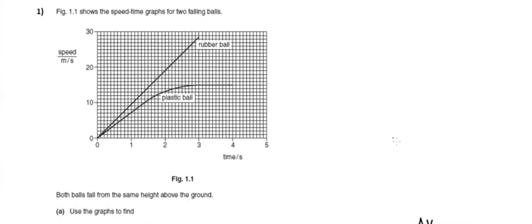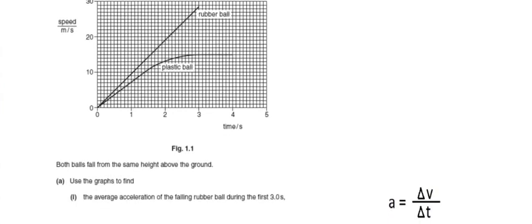You can see here, this is the speed time graph. On the y-axis it is the speed, and on the x-axis it is nothing but time. So we can see these are two balls. First ball is a rubber ball, second ball is a plastic ball.